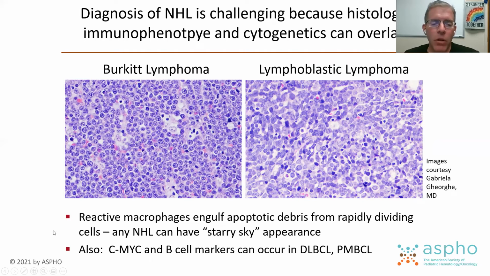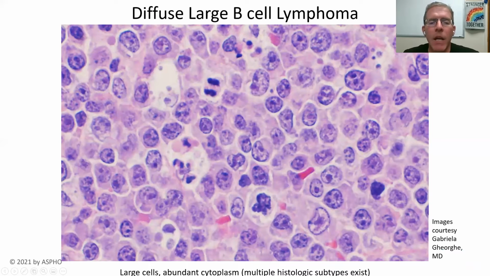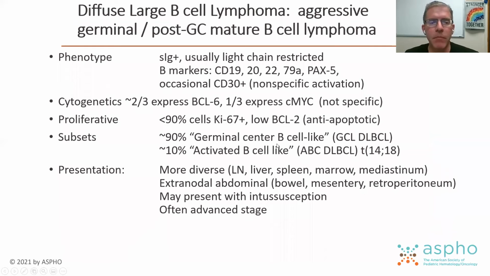To make everybody's life worse, c-MYC and B-cell markers can also occur in diffuse large B-cell lymphoma and primary mediastinal B-cell lymphoma. Here's diffuse large B-cell lymphomas where you've got large cells, abundant cytoplasm. There's lots of different histologic subtypes, but we treat them all the same. So again, the phenotype, they still have B-cell markers, usually surface IgG positive, usually light chain restrictive. They can occasionally have CD30 positivity.